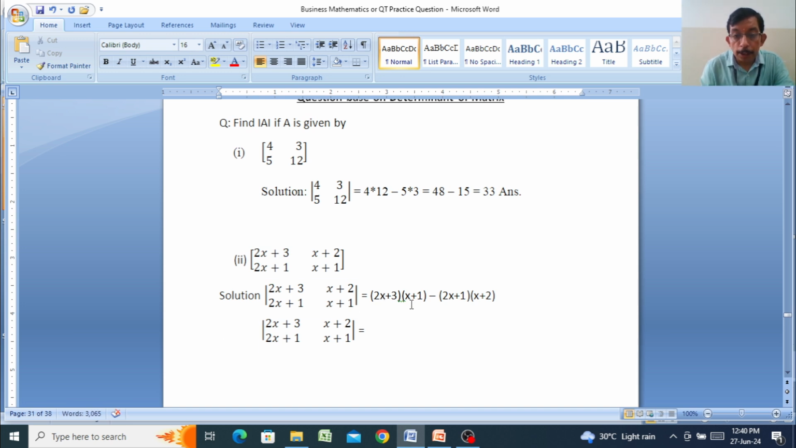Multiply one by one each element in both the brackets. 2x multiplied by x, the value is 2x square. 2x multiplied by 1, the value is 2x. 3 multiplied by x, the value is 3x. 3 multiplied by 1, the value is plus 3, bracket closed.